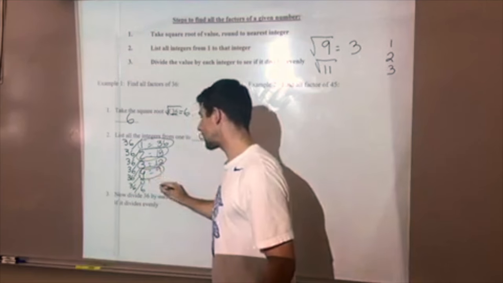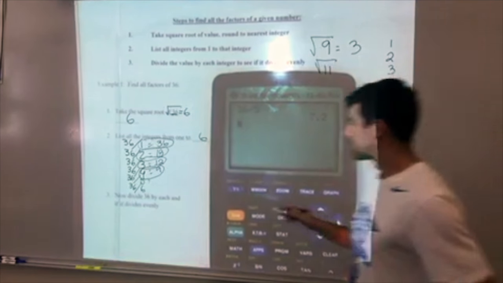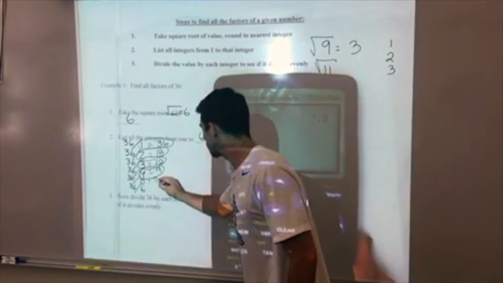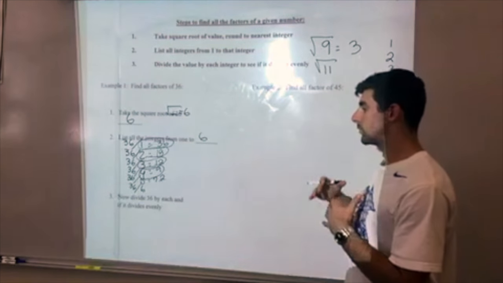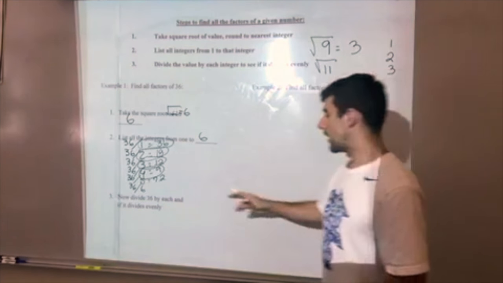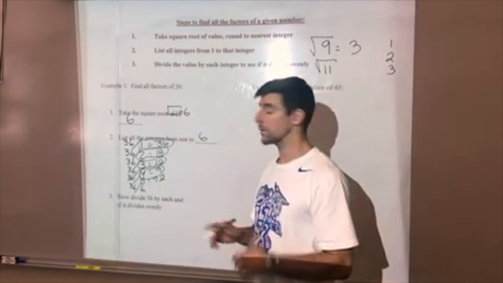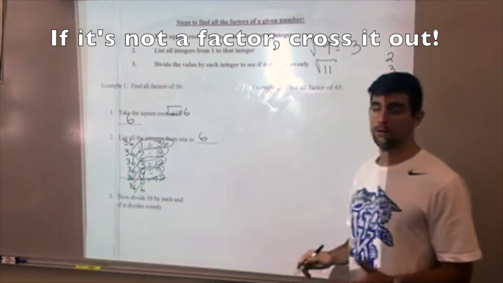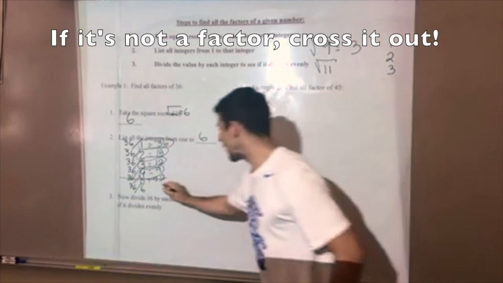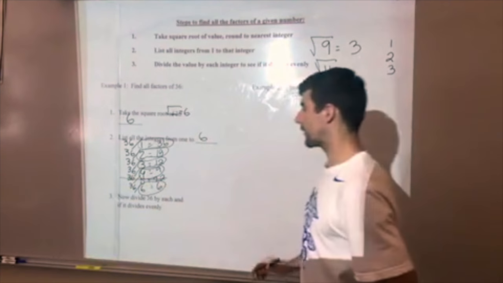And this is really interesting. Go ahead and do 36 divided by 5. And you get 7.2. For it to be a factor, it has to divide evenly. Now, 5 times 7.2 is 36, but 7.2 is not a whole number. So it just means that 5 is not a factor of 36. So just cross through that. And last, you get 6. So 6 times 6 equals 36.